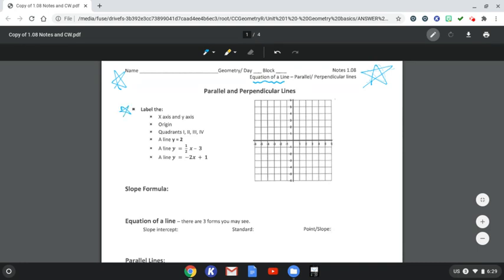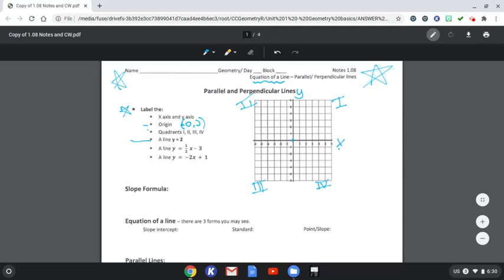A few things I want to refresh our brain on is our x and y-axis, the origin, where your quadrants are, and so on. So remember, your x-axis goes left to right, your y-axis goes up and down. The origin is your ordered pair (0, 0). The quadrants start in the top right for quadrant 1, and they are numbered with Roman numerals. Then they go counterclockwise: quadrant 2, quadrant 3, and bottom right is quadrant 4.